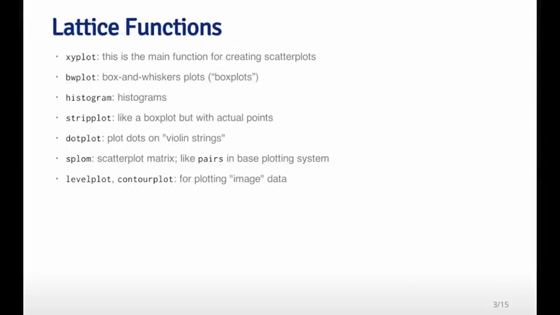Some of the main functions in lattice are xyplot. This is probably the most important function. It's basically used for making scatter plots. There's bwplot for box plots, histogram for histograms. Stripplot is like a box plot, but it uses points. The dotplot plots points, where it will look like violin strings. Splom is for scatter plot matrices. It's like the pairs function in the base plotting system. And levelplot and contourplot are for plotting image data.